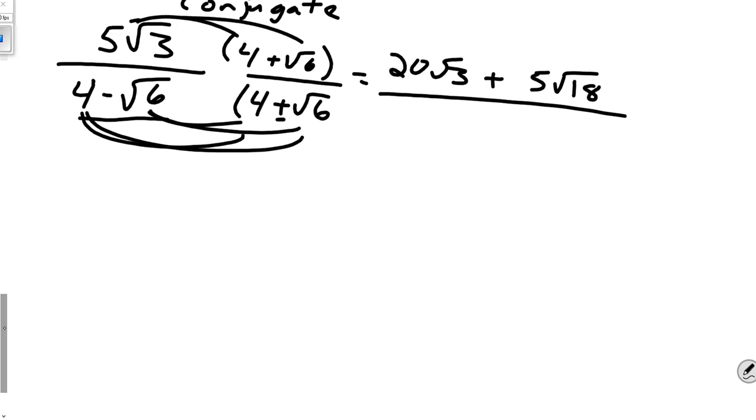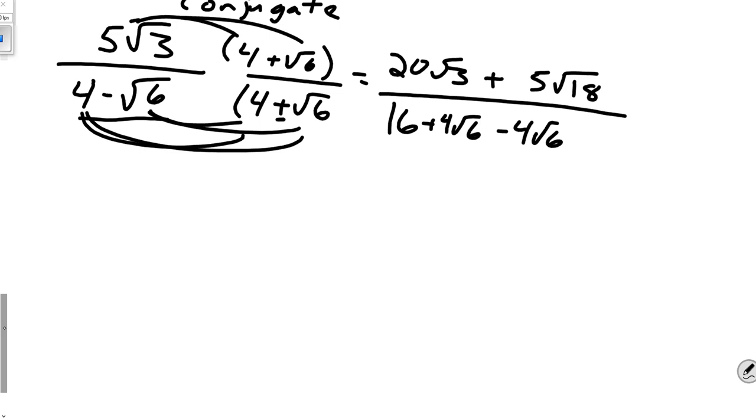All right. And 4 times 4 is 16. 4 times root 6 is positive 4 root 6. Negative root 6 times 4 is negative 4 root 6. Root 6 times root 6. 16 plus 4 root 6. Why is there 4 root 6 then? Well, what's 4 times root 6? 4 root 6.